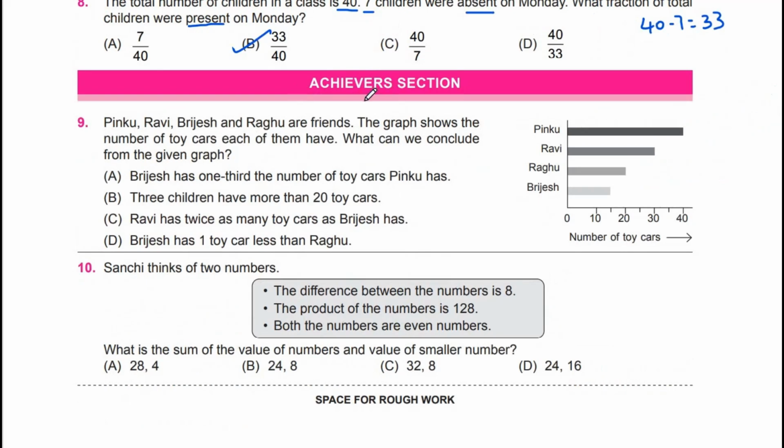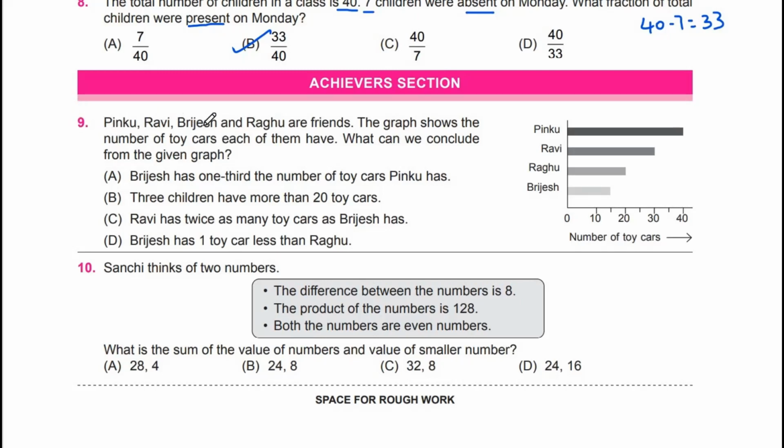So our last section is the achievers section. These questions are a little high-end questions. You need to clearly understand them and then give your answer. And these questions would carry 2 marks. Now let's see the 9th question.